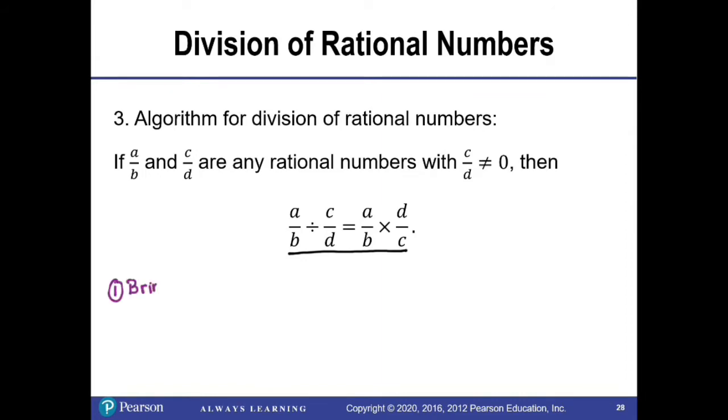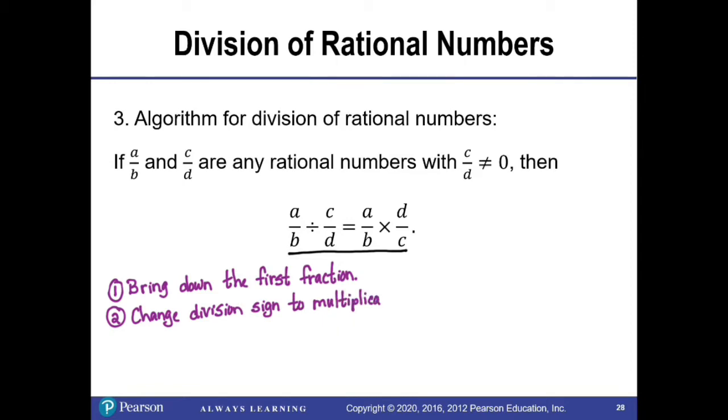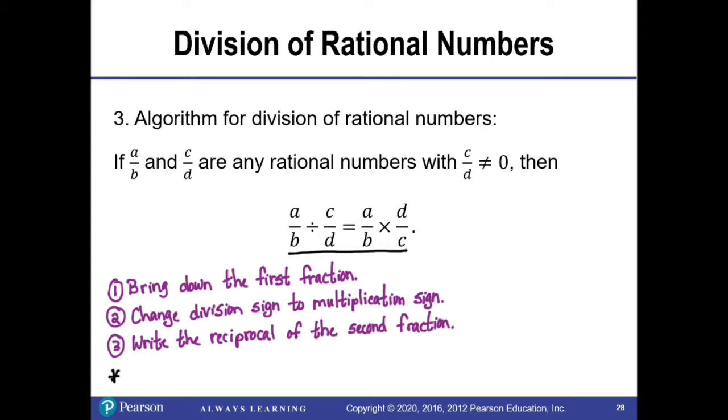Our algorithm for division is this. We bring down that first fraction. Then we change our division to multiplication, and we write the reciprocal of the second fraction. In other words, we invert and multiply.